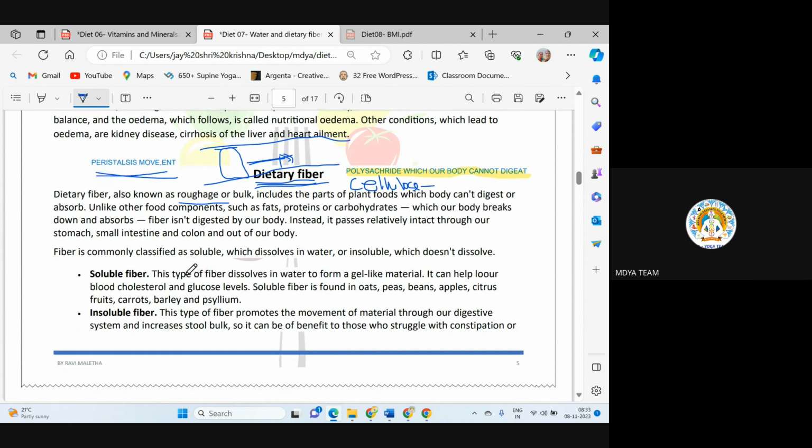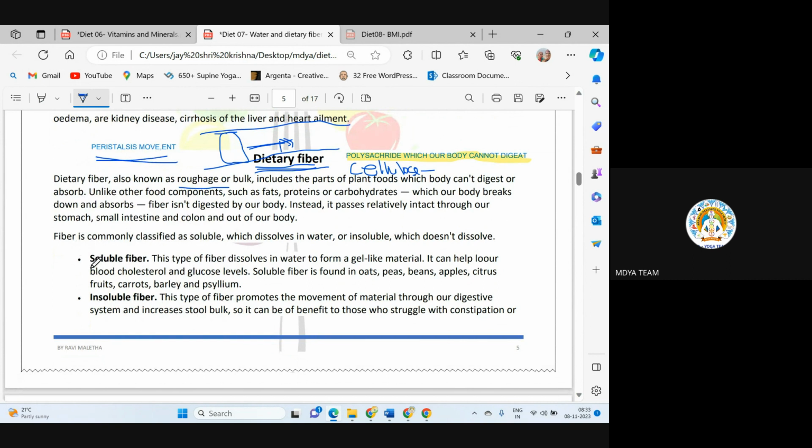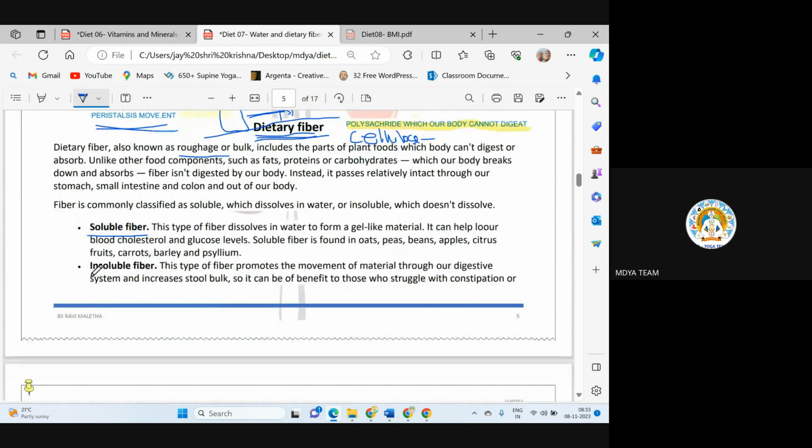Okay, so fiber can be classified into two parts. First one is soluble fiber, other one is insoluble fiber. Soluble fiber is those fiber which can be dissolved in water, and insoluble fiber are those fiber which cannot be dissolved in water. So soluble fiber mostly helps to control blood cholesterol and glucose level. How do these soluble fibers help in controlling blood cholesterol and glucose level?